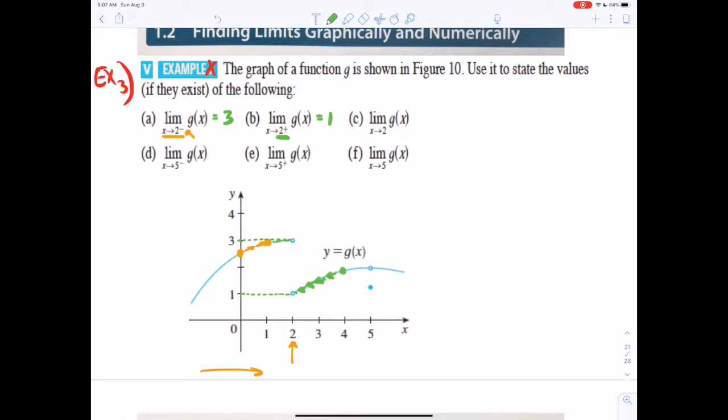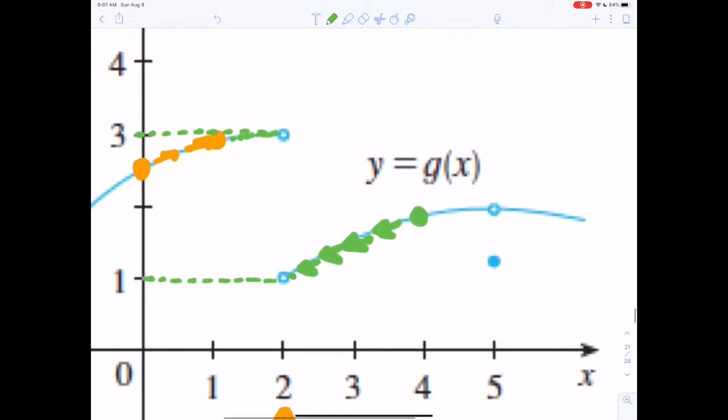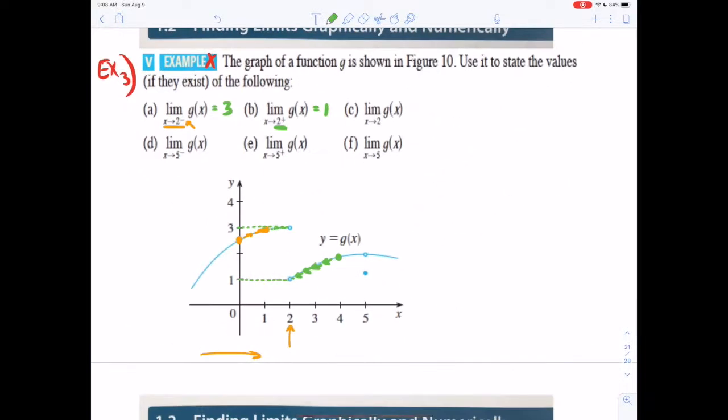Okay, now remember, does it matter if there's a hole there? Okay, and I'm hoping your answer is no, it doesn't matter. Okay, it doesn't matter because we don't care about what happens exactly at that moment, because that's what a limit is. Okay? Okay, so here we go. Part C.